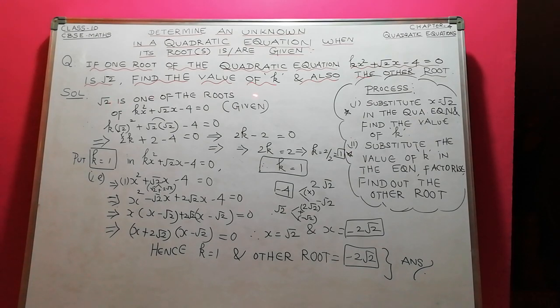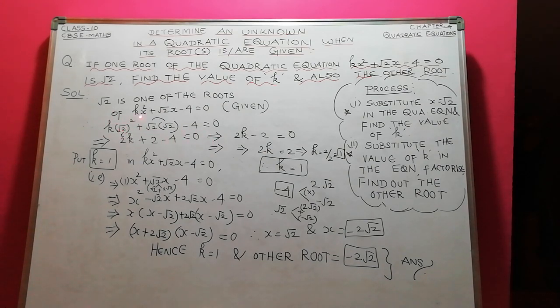Root 2 is one of the roots of the given quadratic equation kx squared plus root 2x minus 4 equal to 0. That is given. Now x should be replaced by root 2. So x squared is replaced by root 2 squared, and x is replaced by root 2. Now we can simplify this.